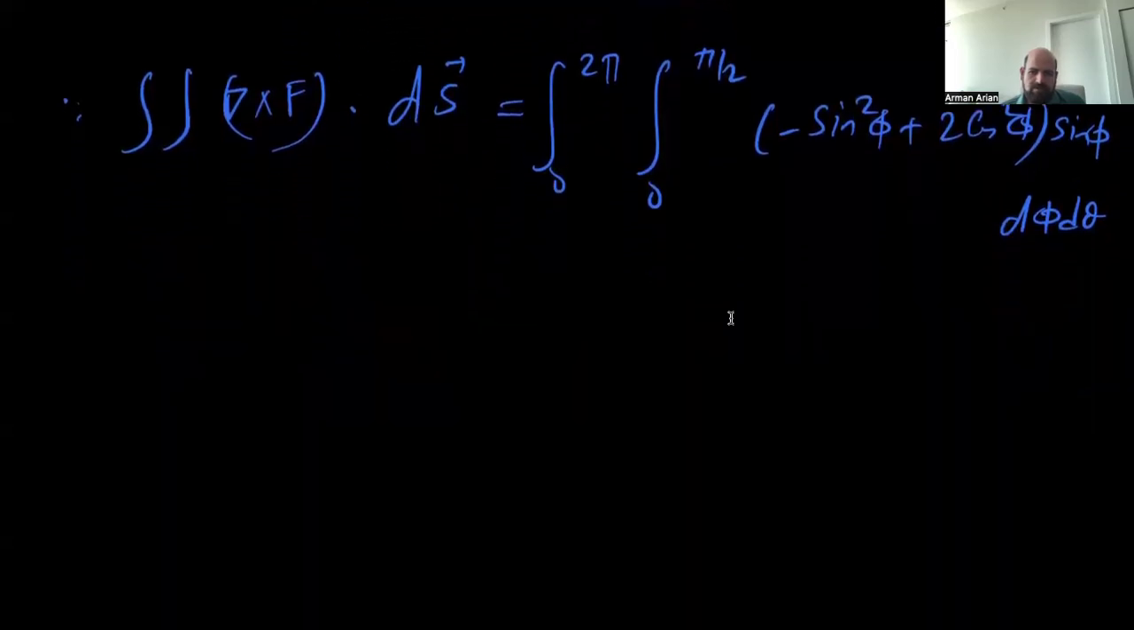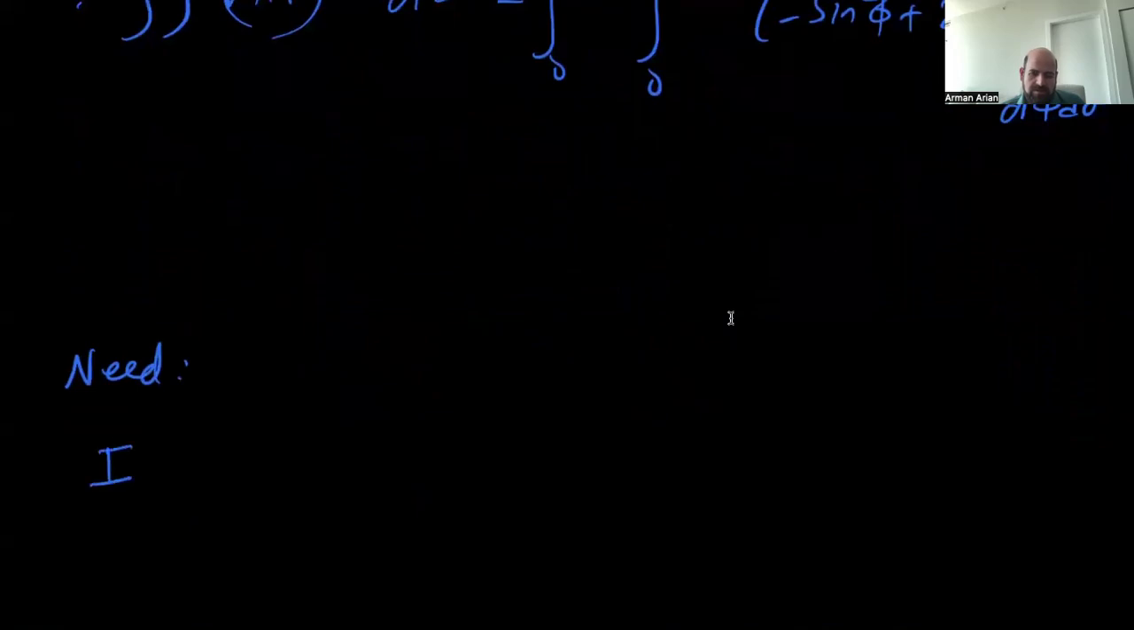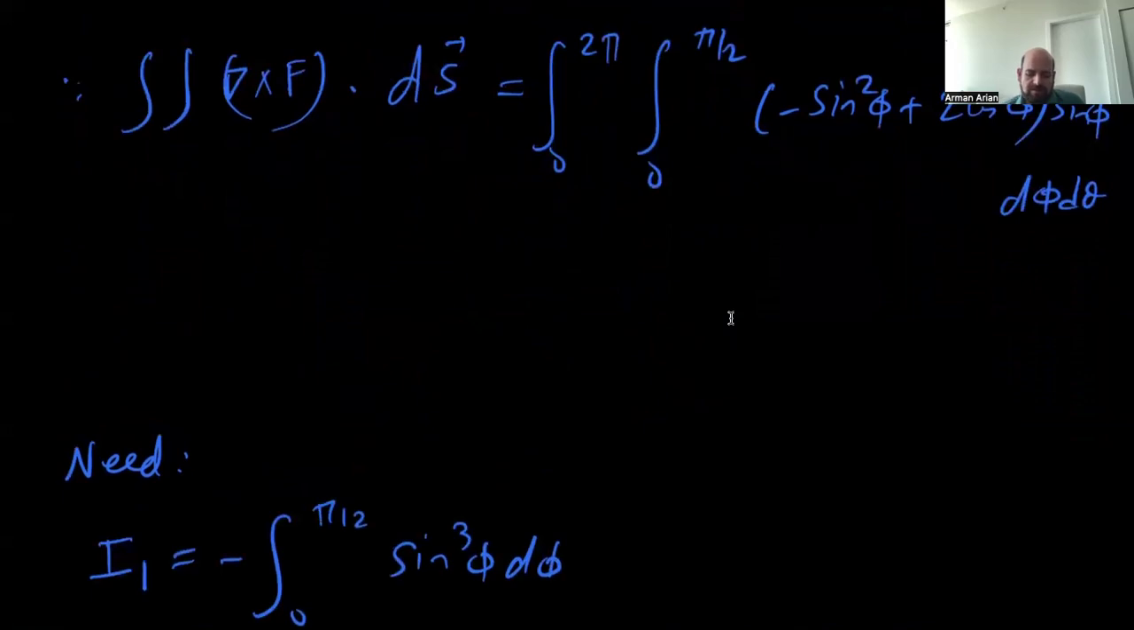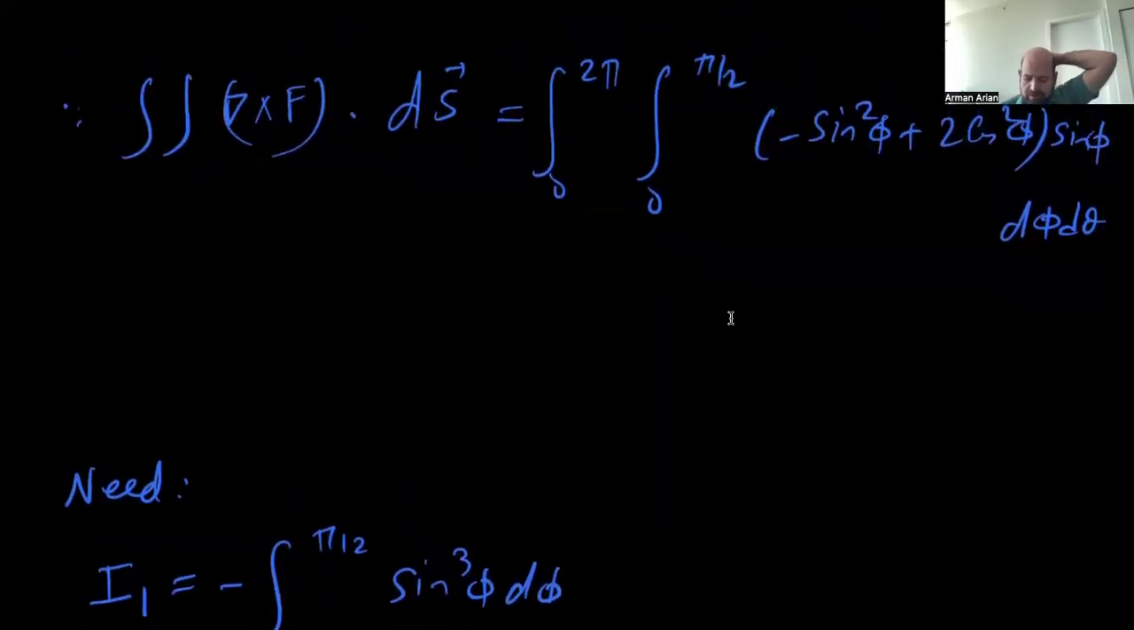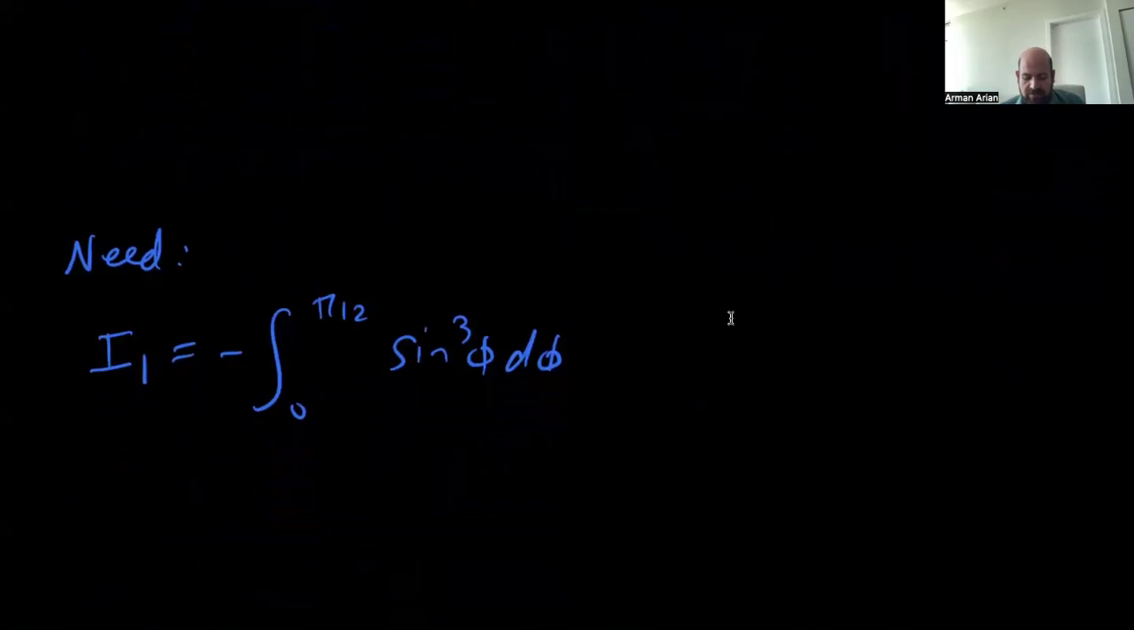Now we can write it as two integrals. Which integrals do we need? Let's call it I1, for example, minus integral 0 to pi half sine cube phi d phi. Why sine cube? Because here we have sine squared phi and then extra factor sine phi outside the bracket becomes sine cube. So minus sine cube phi. This one you can calculate, just a simple math 114 integral. This will be minus 2 over 3.